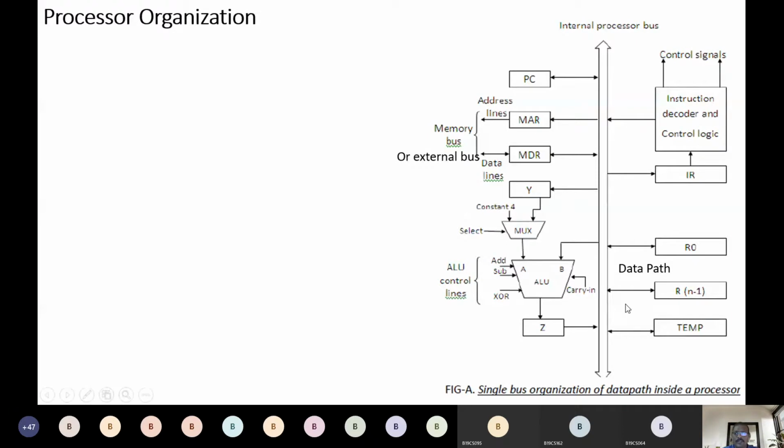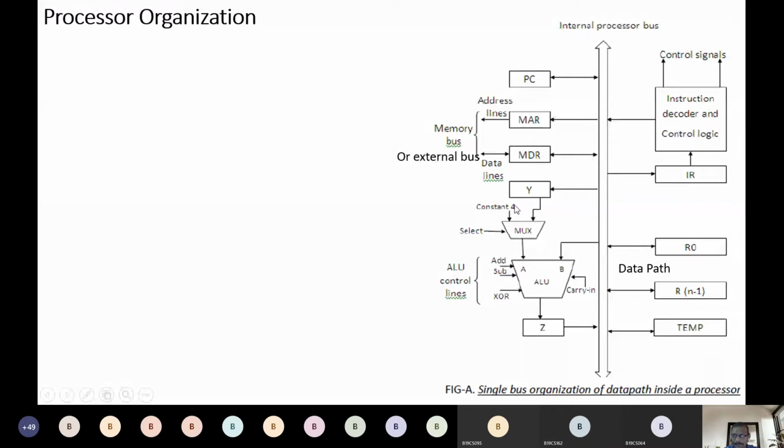So Y, Z, temp are also registers, like PC, MAR, MDR. These are also processor internal registers, and they are used to store some calculation results. The ALU does some calculations, and the results can be stored in Y, Z and temp. They are not accessible by our programmers. They are used by the processor internally for storing calculation results.